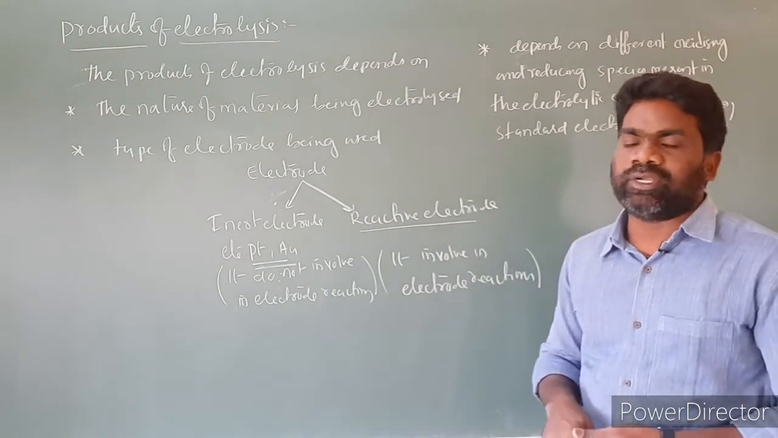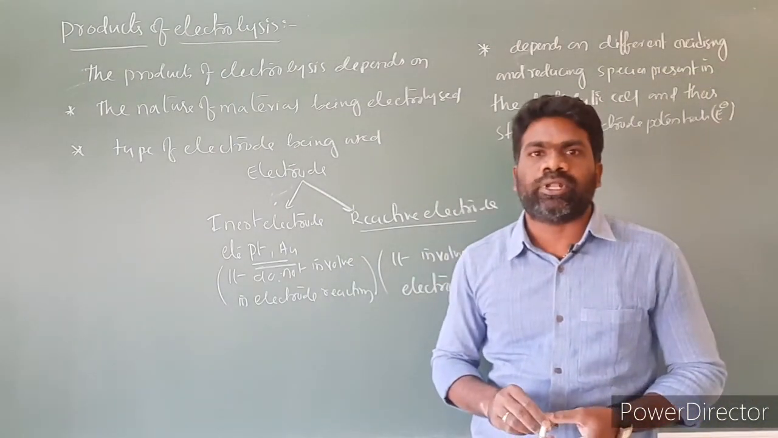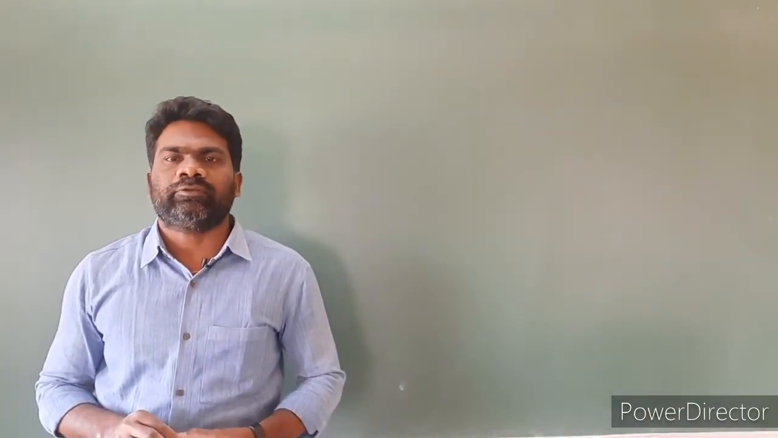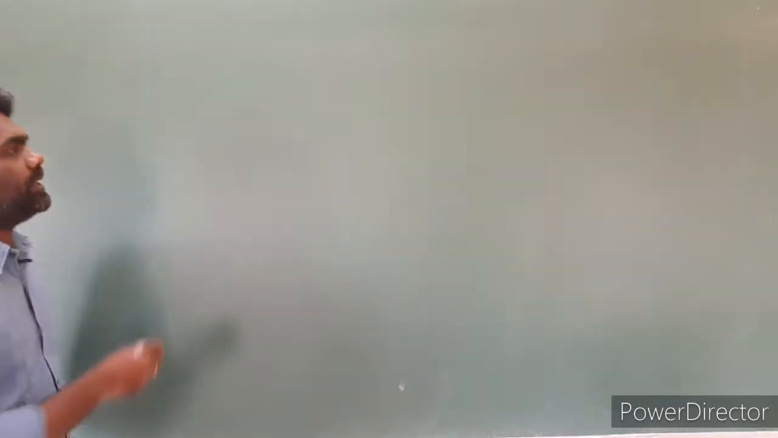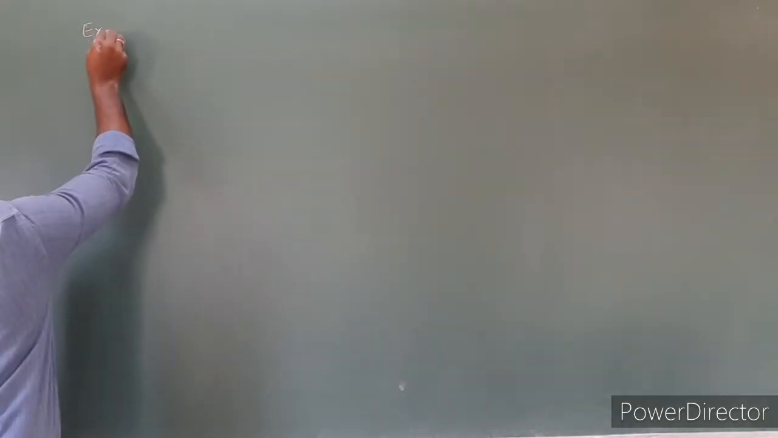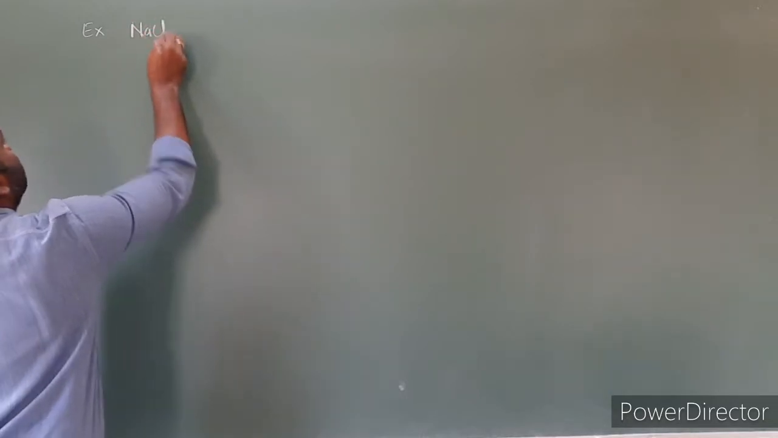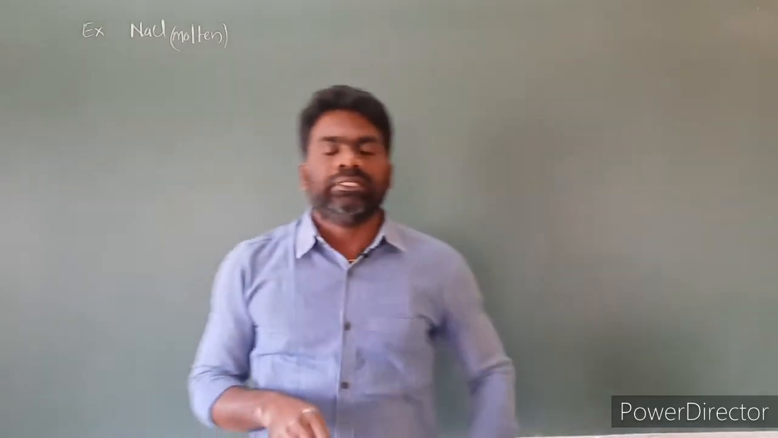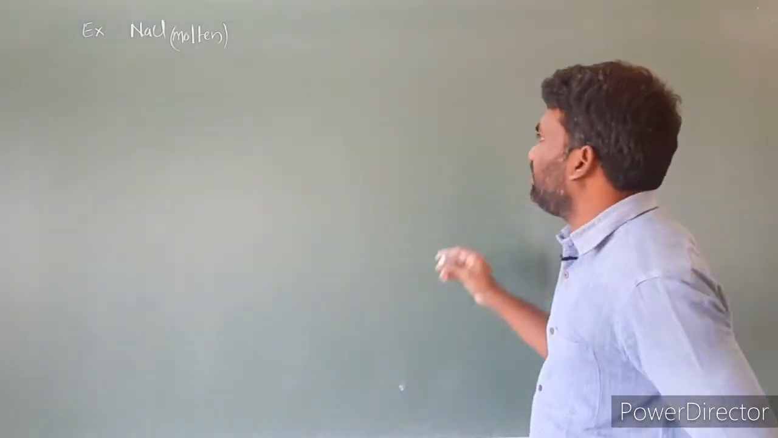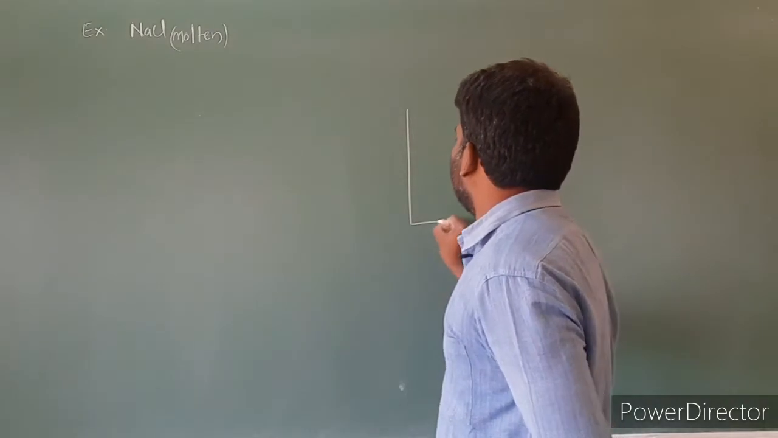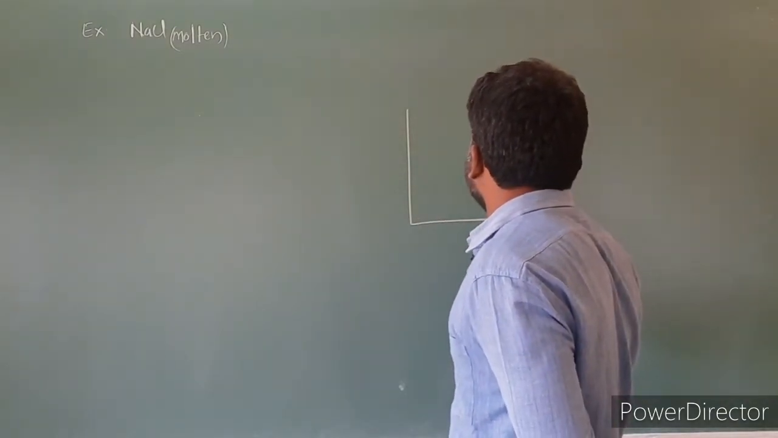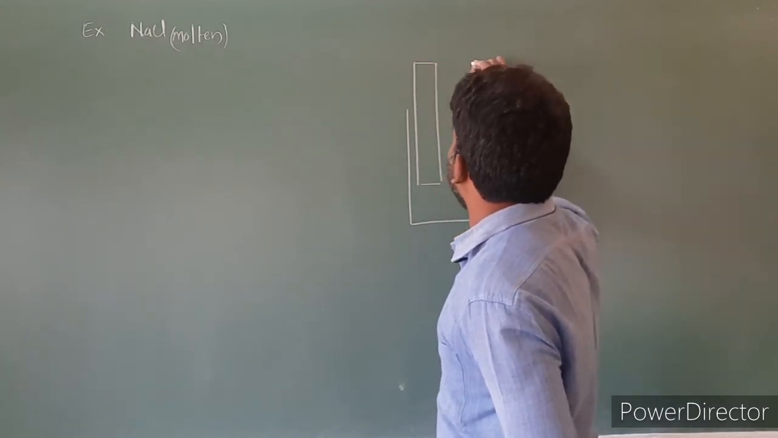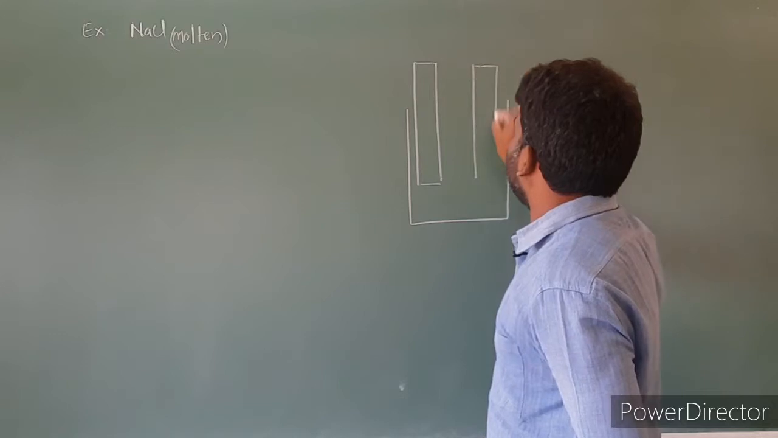So these are the different factors which influence the products of electrolysis. Next, let us discuss some examples for products of electrolysis. In the first example, I am taking molten NaCl. This molten NaCl we take in an electrolytic cell. It consists of two electrodes. This is one electrode and this is another electrode.